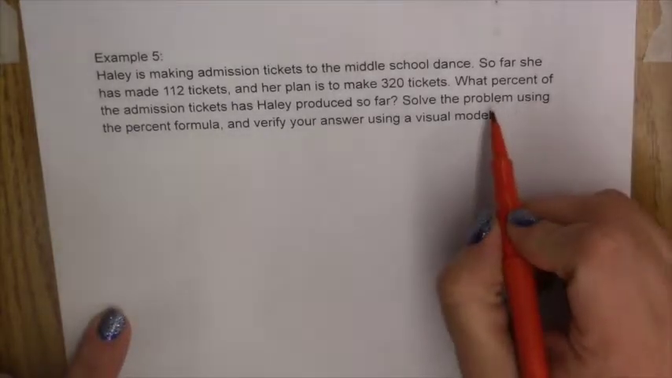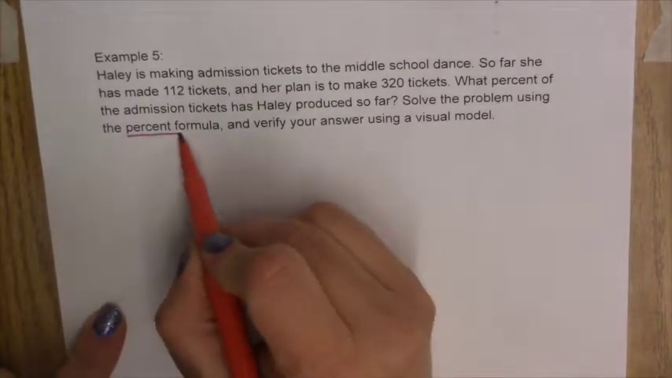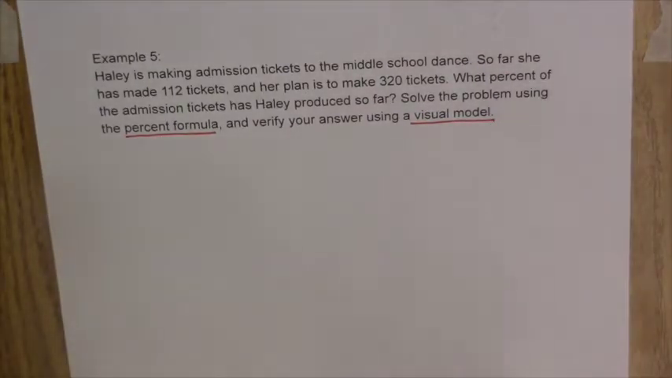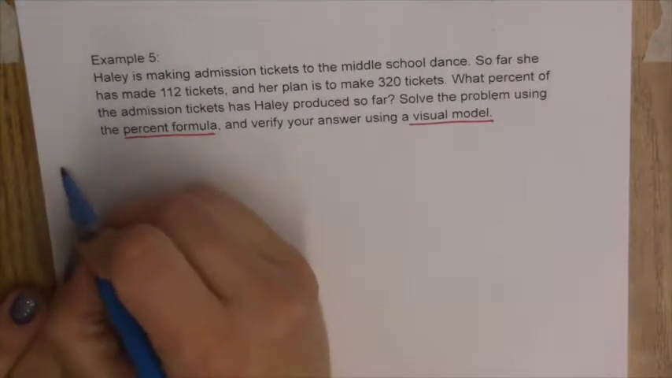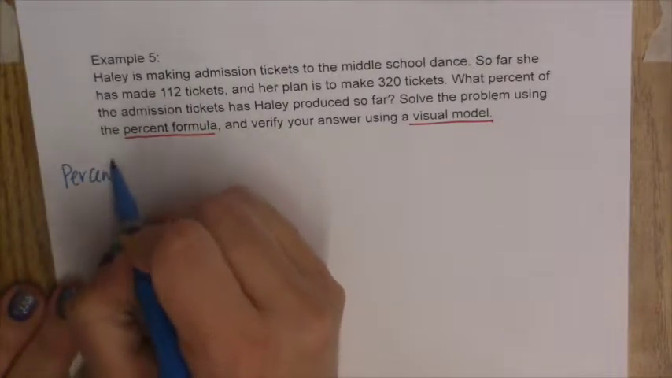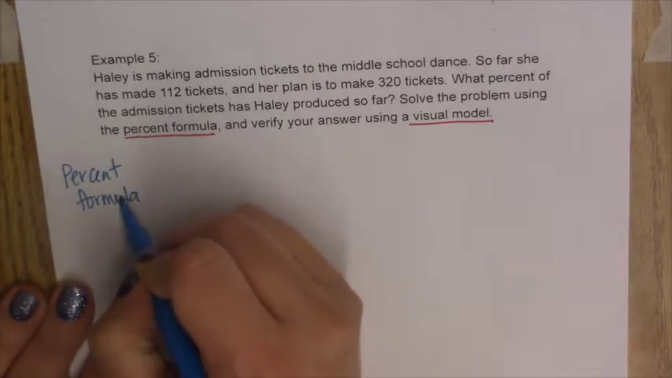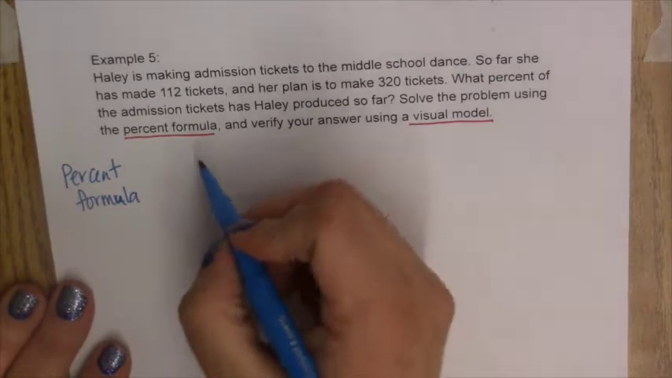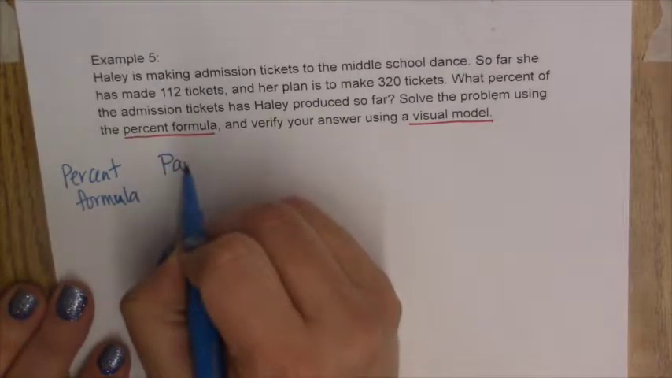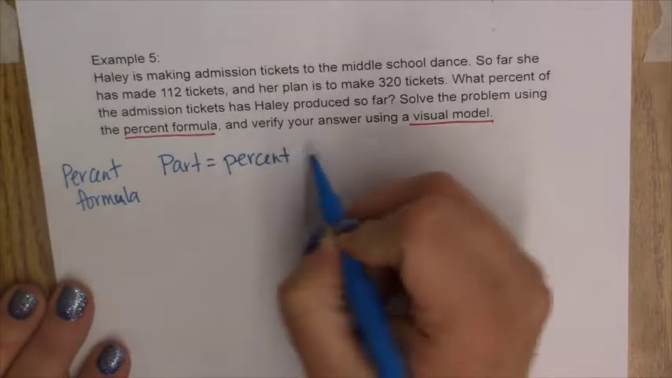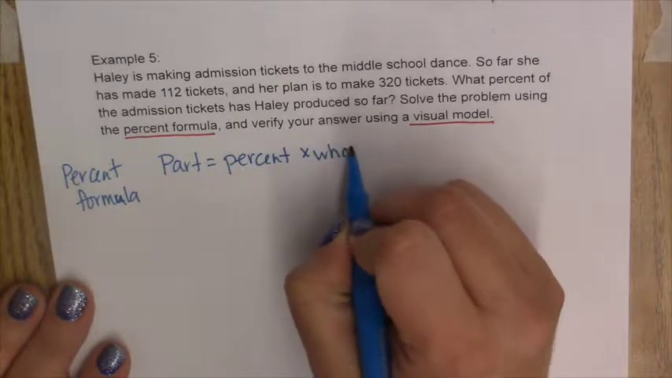So for this problem, we need to do two things. We need to do the percent formula and a visual model. So we're going to start with the percent formula. I'm going to go ahead and label it so I can find it later. So from our previous problems, we know that the percent formula is part equals percent times the whole.